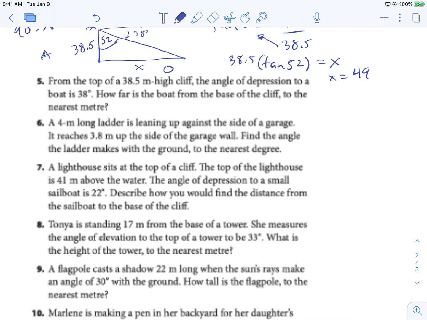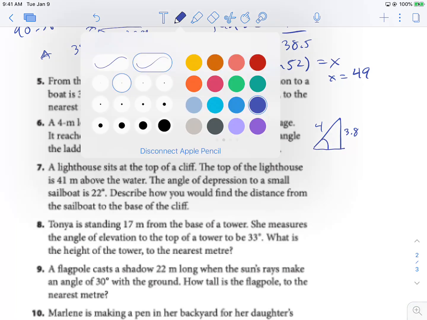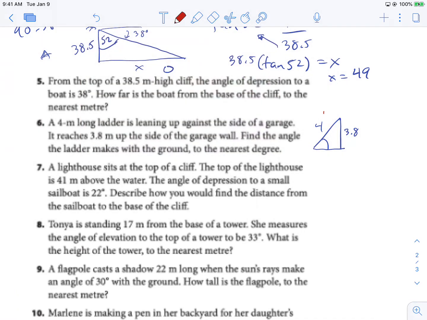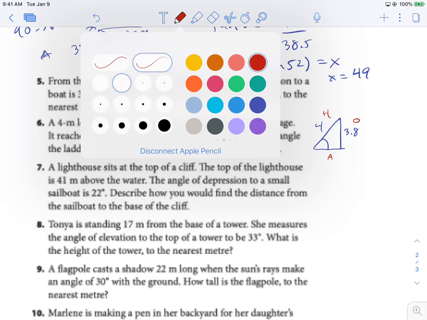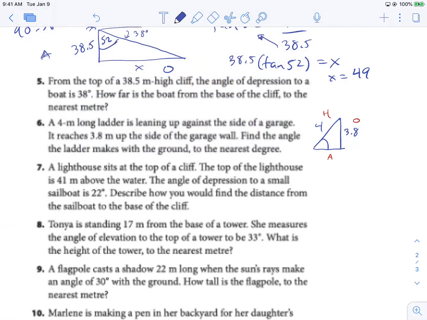Okay. Now we have a 4-meter long ladder. Here's our ladder. It reaches 3.8 up the side of the garage wall. Find the angle the ladder makes with the ground. So that would be this angle in here. So if we're labeling our triangle, here's our hypotenuse, here's our opposite, here's our adjacent. What do we care about? Well, we only have two values, the hypotenuse and the opposite. So which one uses that?